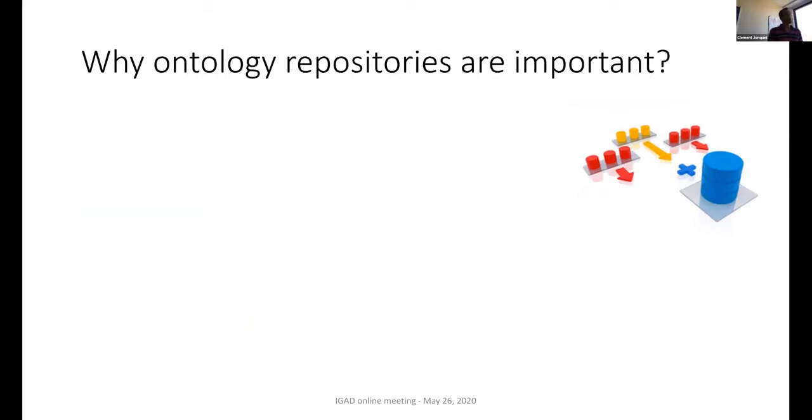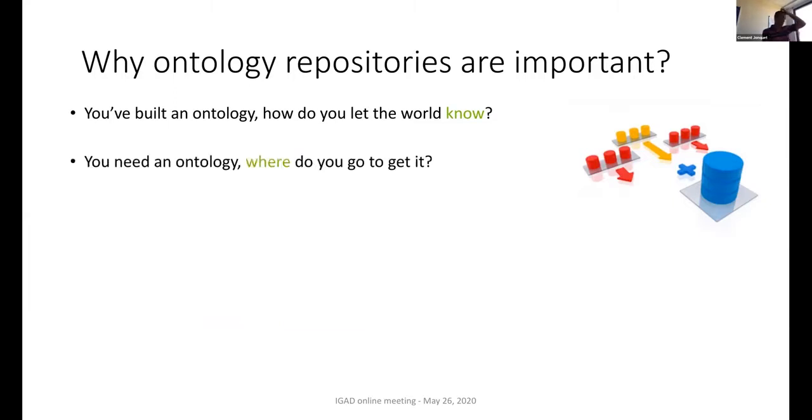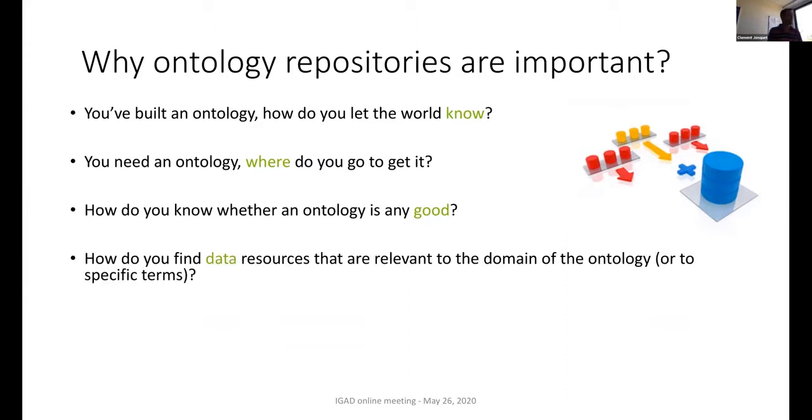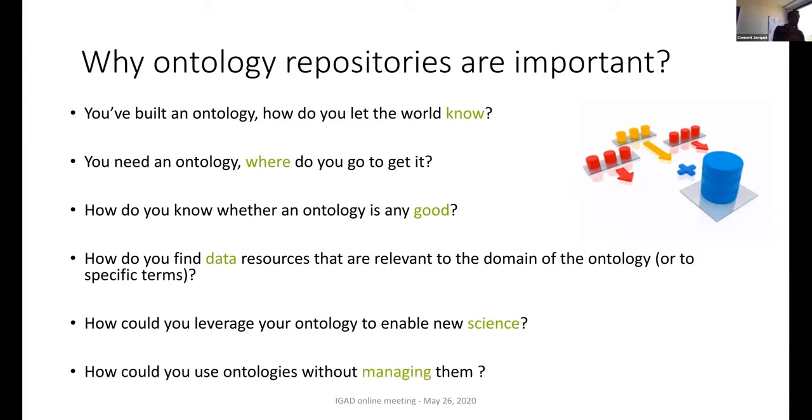So why are ontology repositories important? They help you answer a few questions. If you build an ontology, how do you let the world know? If you need an ontology, where do you get it? Do you know whether an ontology is any good or appropriate for your use case? Can you find data resources that are relevant for the domain of the ontology or a specific term in that ontology? The repository could be a place that links your ontology to some data. Or could you leverage an ontology and enable new science without being the one managing it? Those were the important questions for us at the very beginning of the project, with the vision that if you share ontologies, you facilitate the life of the users of ontologies and make managing them easier.